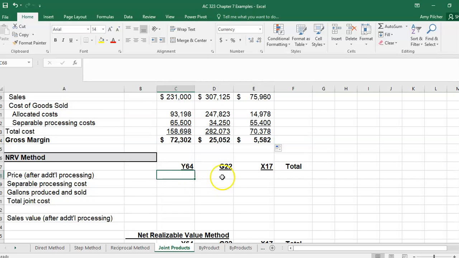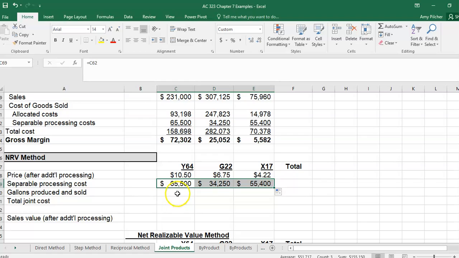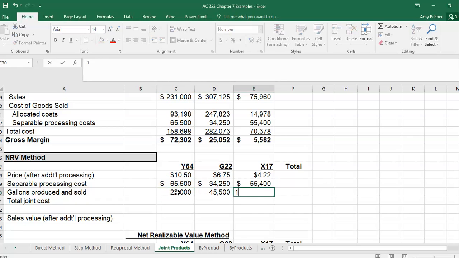The last method is the net realizable value method. This is considered the best method to choose. So in the net realizable value method, we have information. We have our price after additional processing. This is all information from the table above. Then we have our separable processing costs. So what are our additional processing costs? And our gallons produced and sold, 22,000, 45,500, and 18,000.